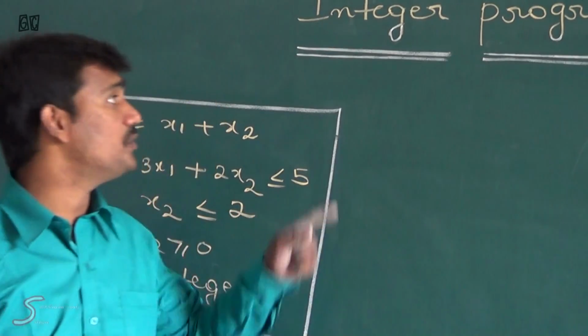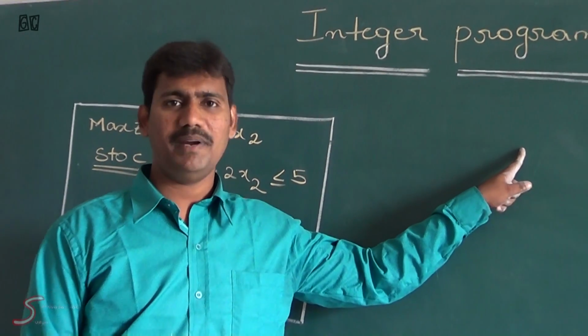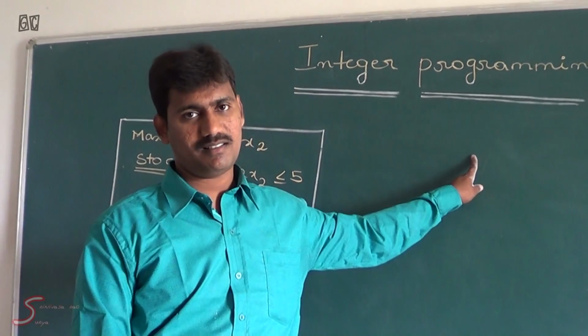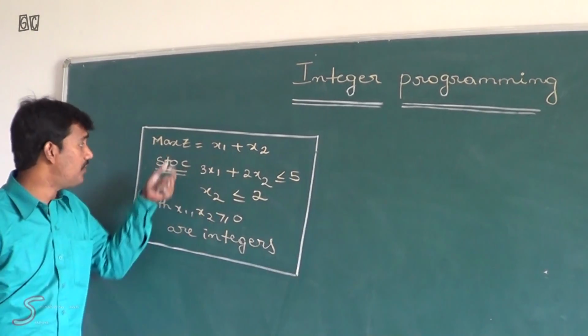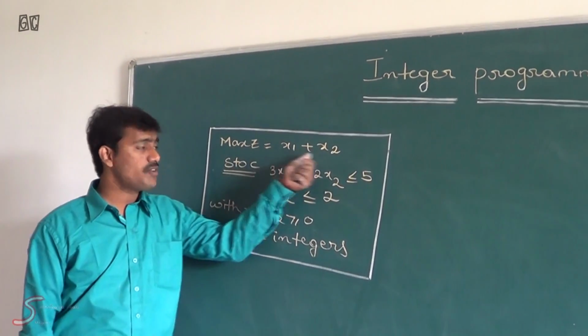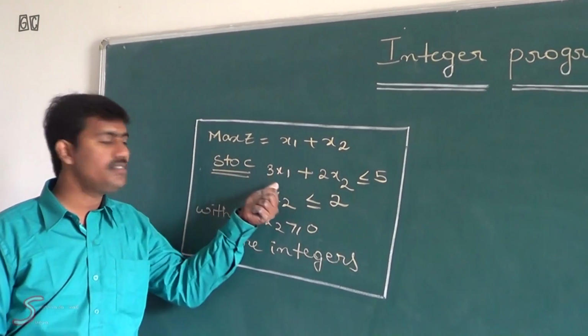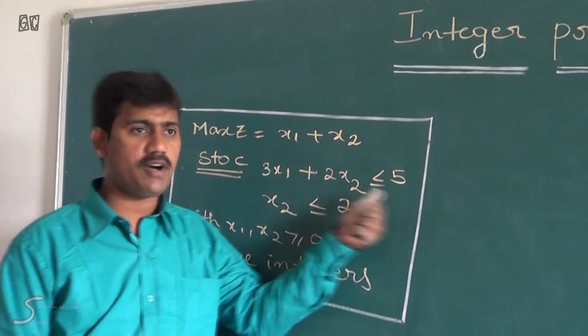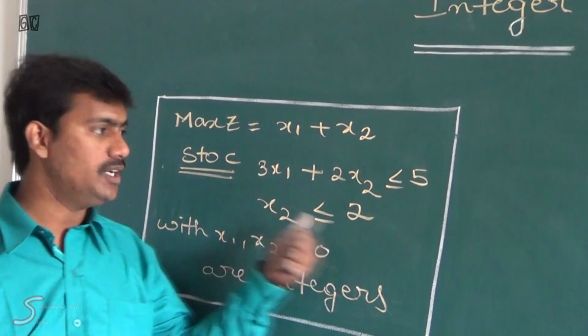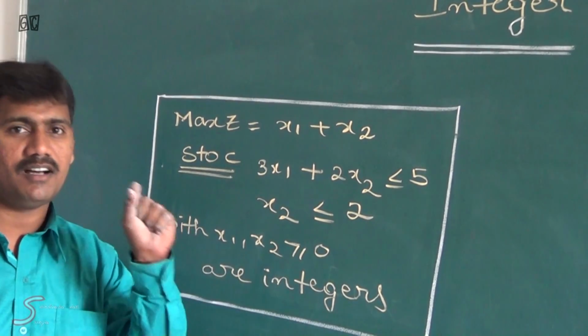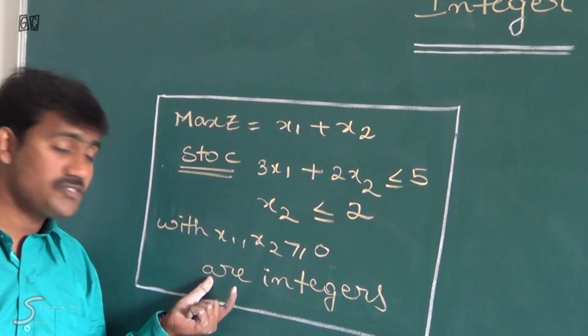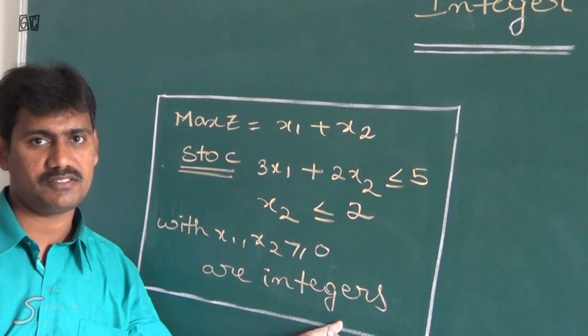Today I am going to teach you integer programming. It's a bit difficult task for you, but we are going to solve this. We have the LP in the form of maximum z equal to x1 plus x2 subject to constraints 3x1 plus 2x2 less than or equal to 5, x2 less than or equal to 2, with the non-negative restrictions x1, x2 greater than or equal to 0. Here we have to observe x1 and x2 are both integers.